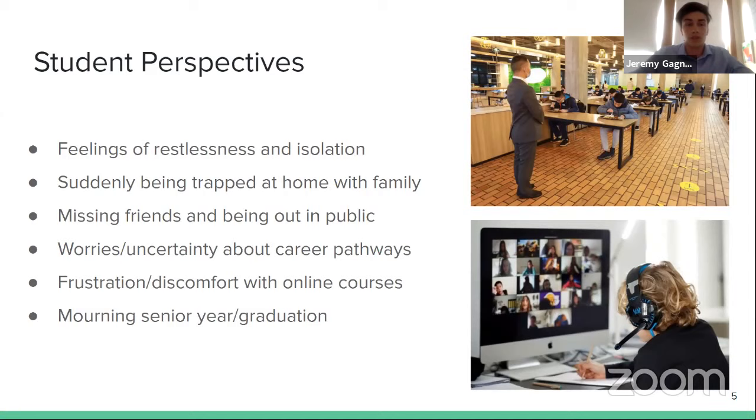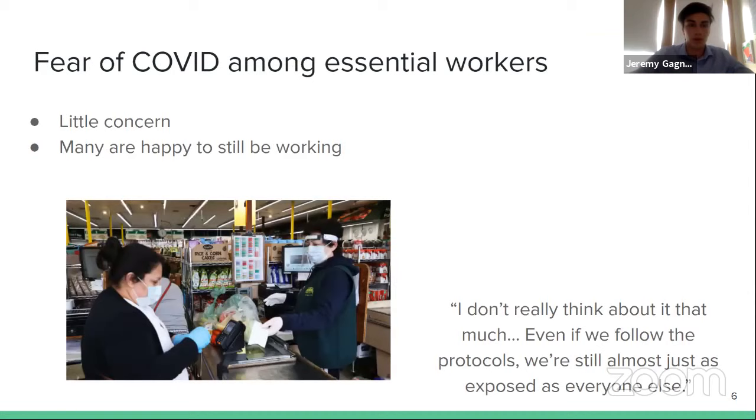And more seriously, there were a lot of worries regarding career pathways, right? So students discussed missing out on internships and a lot more uncertainty, especially among seniors, about what they were going to be doing after graduation, just due to the economic implications of this crisis. Furthermore, there was a lot of discussion of discomfort with the online courses that a lot of these students were enrolled in, although those tended to become less and less serious over time as people got more used to using stuff like Zoom. So now we're going to talk about our essential workers that we interviewed, a slightly smaller group.